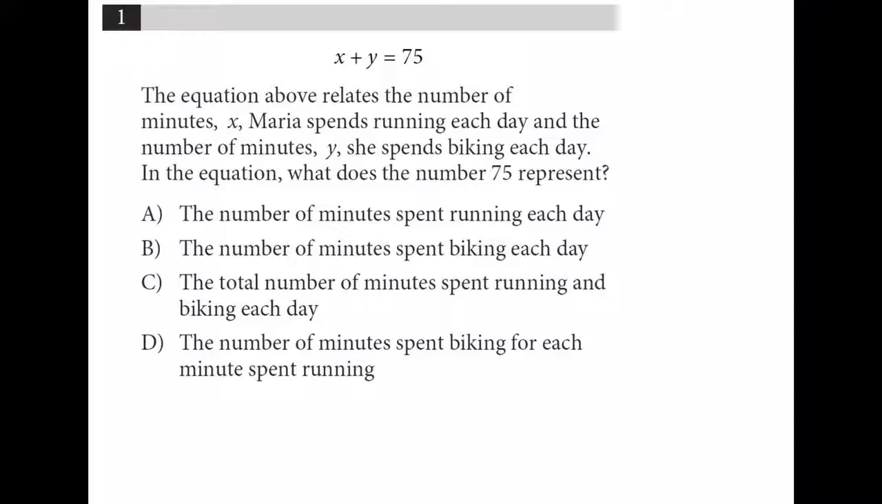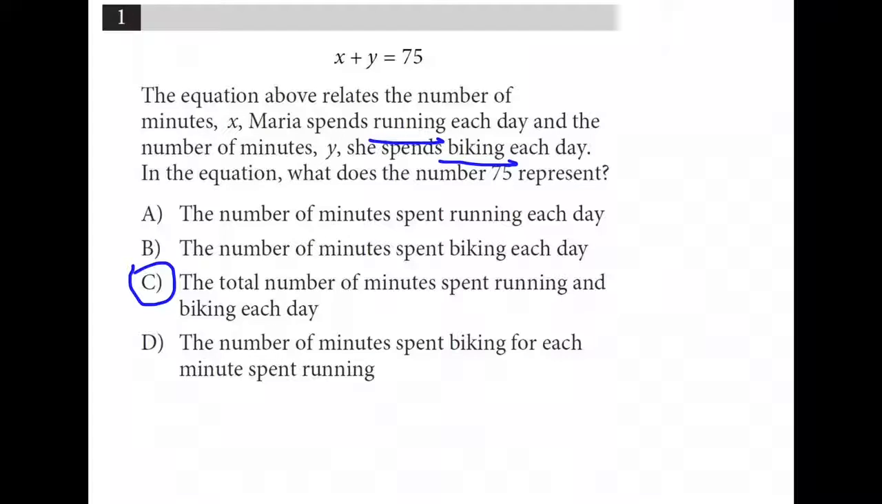The equation above relates the number of minutes x Maria spends running each day, and the number of minutes y she spends biking each day. In the equation, what does the number 75 represent? Well, if x represents the number of minutes running, and y represents the number of minutes biking, we are adding the two together here. We're finding a sum, or a total, which is why C is the correct answer.